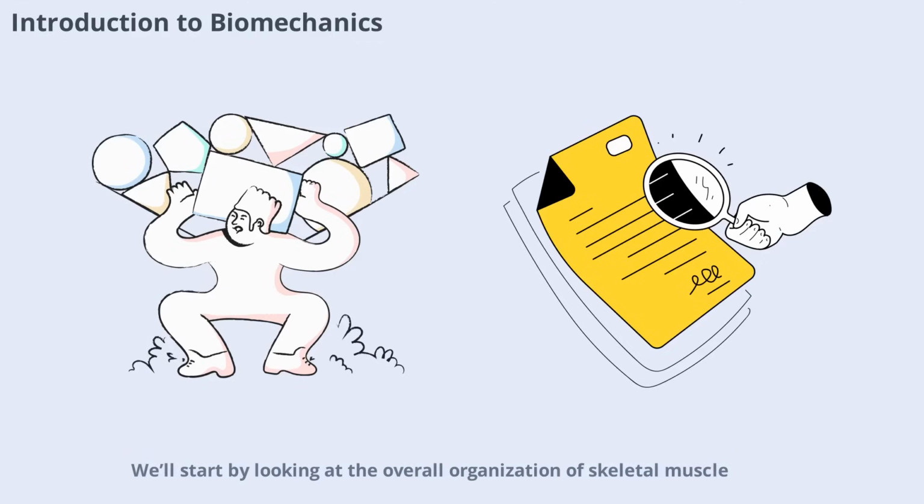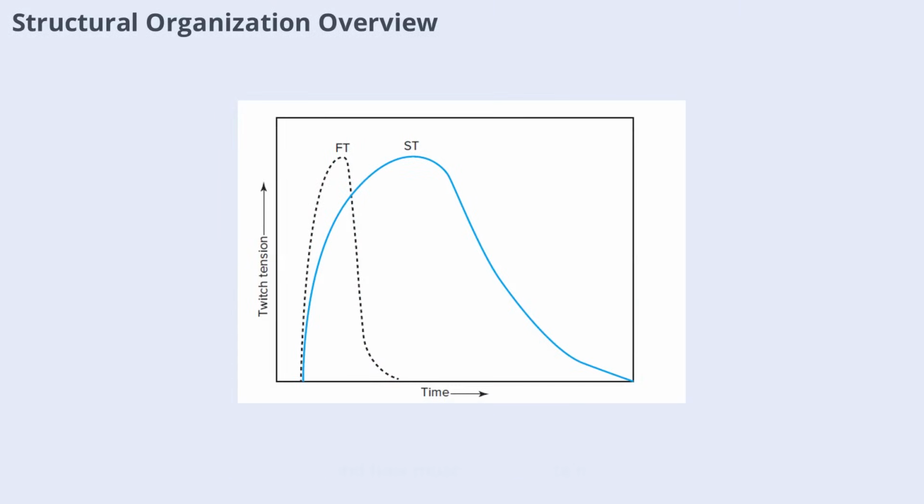We'll start by looking at the overall organization of skeletal muscle, then move into the different types of muscle fibers and their unique characteristics. By the end, you'll have a clearer picture of what makes our muscles so powerful and adaptable. To truly understand how muscles generate movement, we need to look at their structural organization.